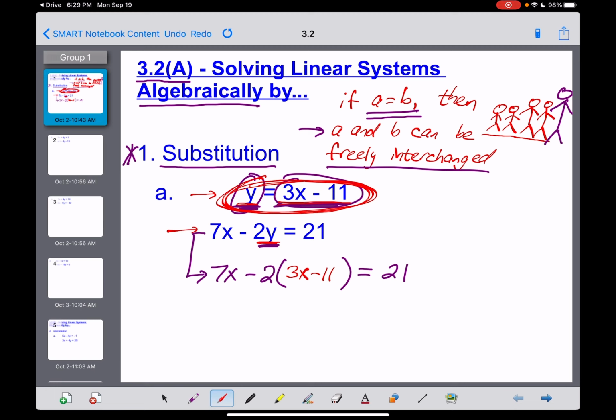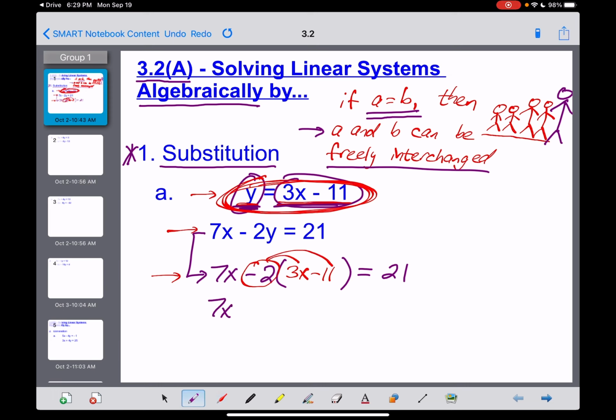The benefit to doing that, guys, is that now, right here, take a look, we changed a 2-variable equation into a 1-variable equation. Now, it's 7x minus 2 times the quantity 3x minus 11 equals 21. This is a 1-variable equation that you learned how to solve 2 years ago in Algebra 1. How do we do it? We're going to take that negative 2 and distribute it inside the parentheses.